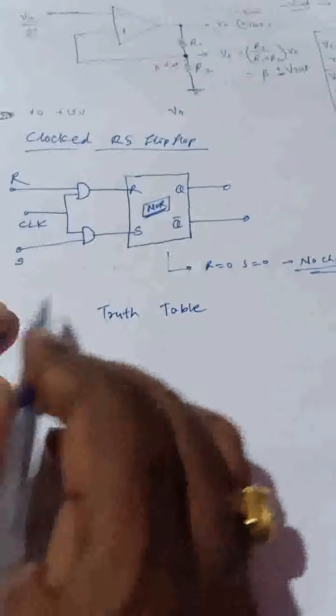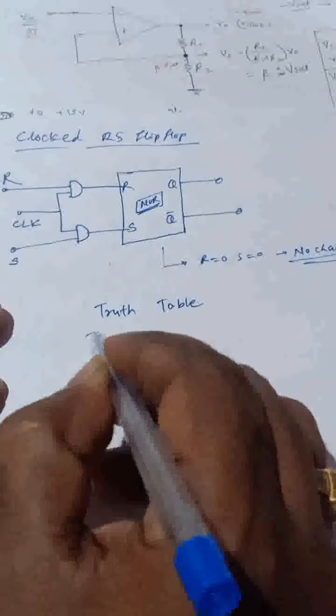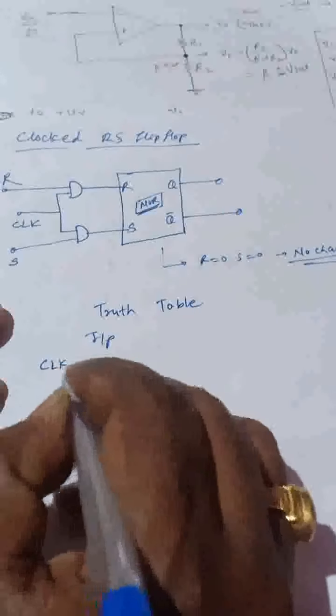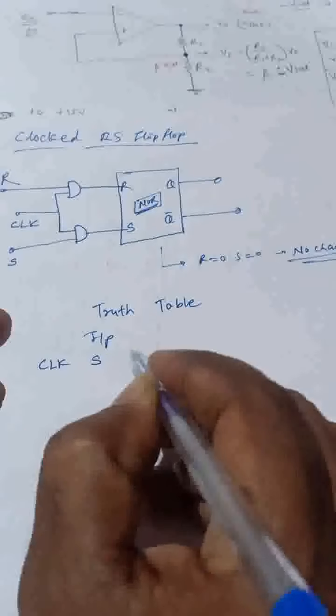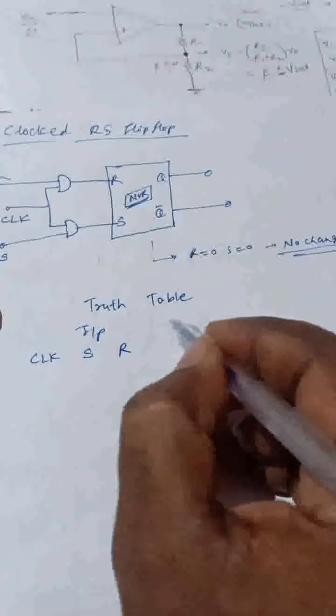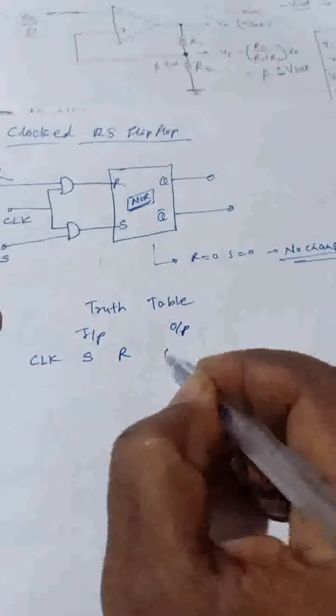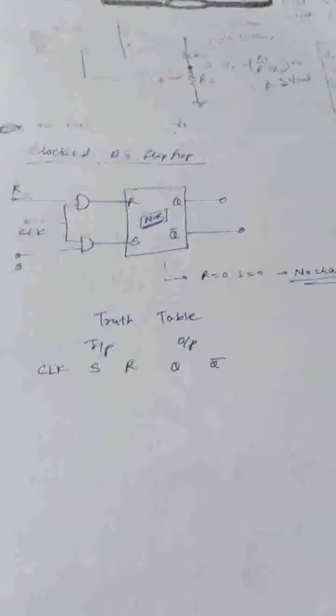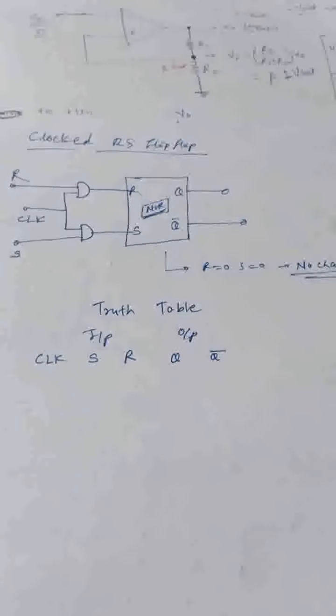Okay, so it has inputs clock, S and R, and outputs Q and Q bar.